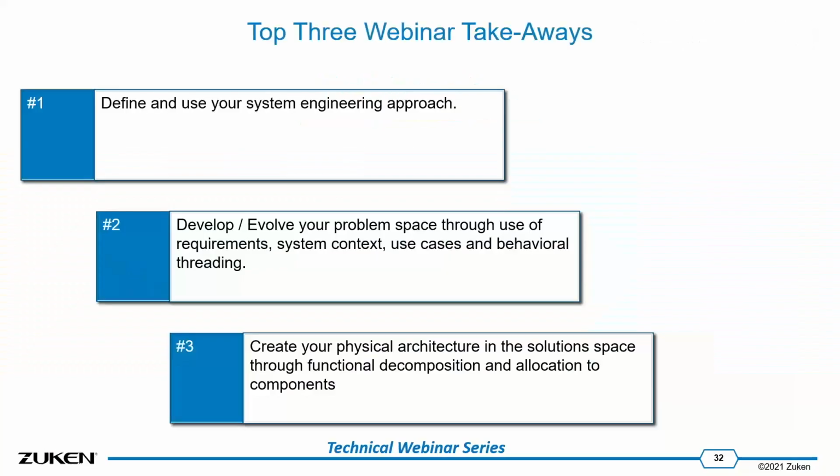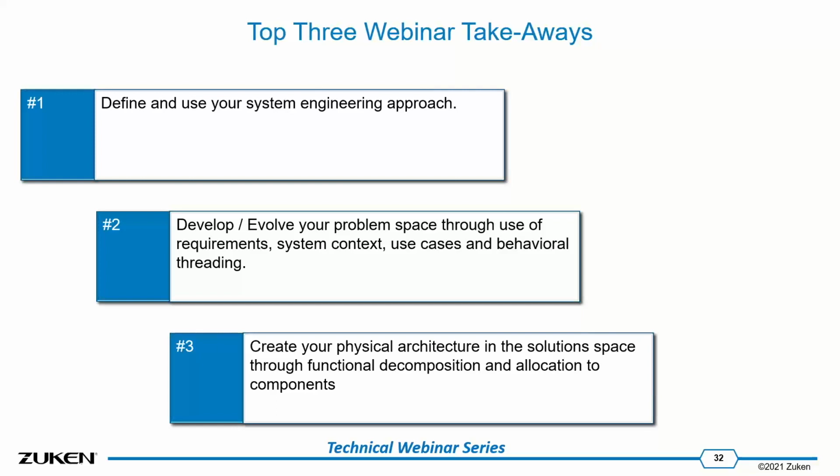So I just wanted to quickly, what are the three things that I would like you to walk away from this webinar with is, one, define and use your systems engineering approach. It's not one fits all. You have to define yours and use yours. Two, when you're doing your development, develop and evolve your problem space so that you're sure you're solving the right problem. Use your requirements, use that system context, use use cases and behavioral threading to help you work through that problem space.